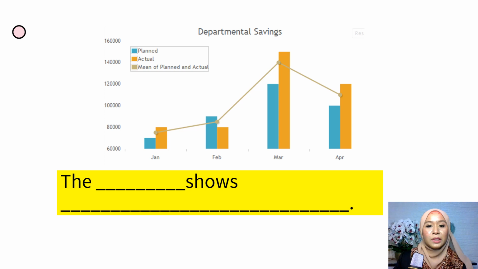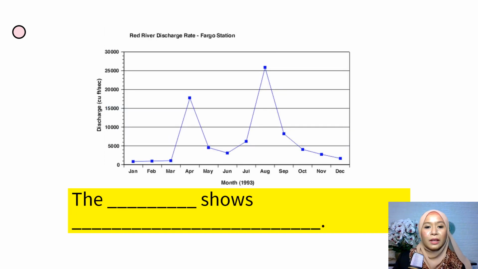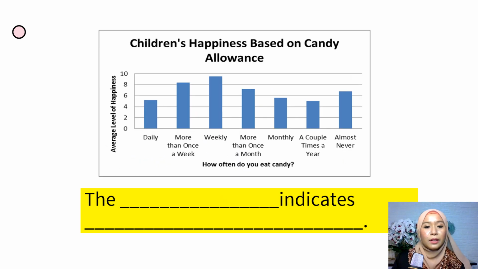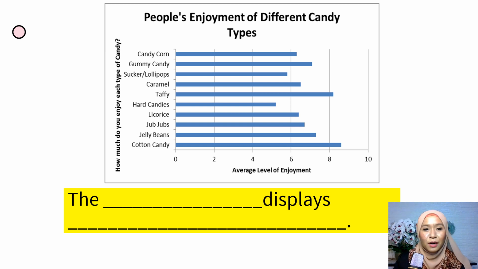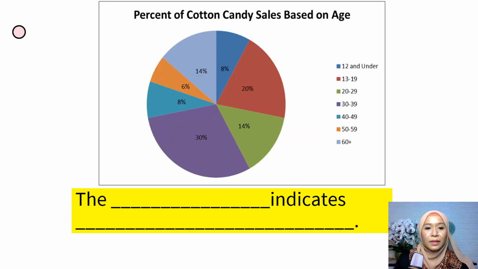For example, the bar graph shows the departmental saving. The line graph shows the Red River discharge rate at Fargo Station. The bar graph shows or indicates children's happiness based on candy allowances. The bar graph shows people's enjoyment of different candy types. The pie chart indicates percent of cotton candy sales based on age.